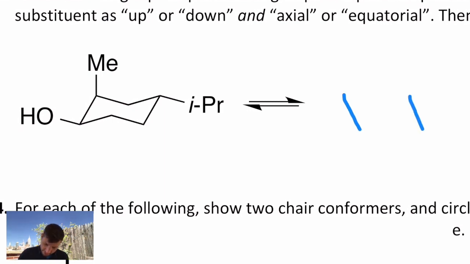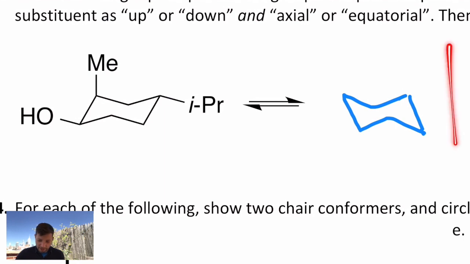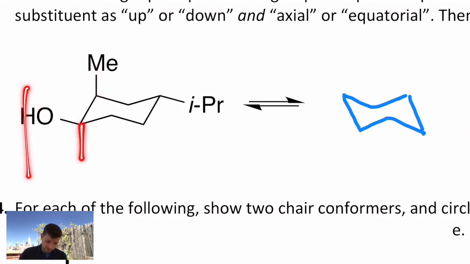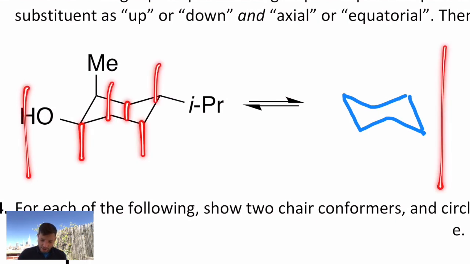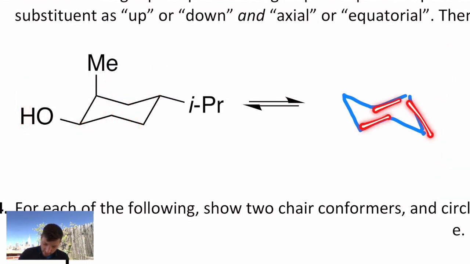Remember, a chair is 3 sets of parallel lines connected like so. It doesn't have to be perfect. Notice none of the bonds in the ring are parallel to the edge of my piece of paper. Those lines are reserved for axial substituents. Axial substituents are parallel to each other and parallel to the edge of your page. The bonds in the chair and the bonds that make up equatorial bonds are not parallel to any of the right angles on your piece of paper.